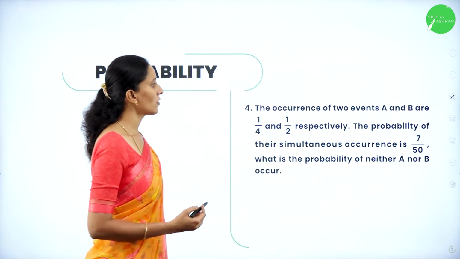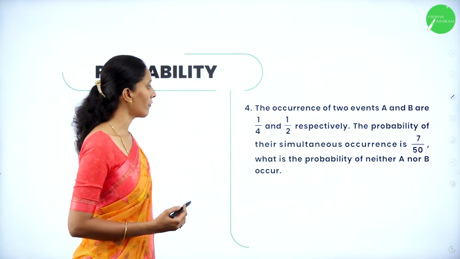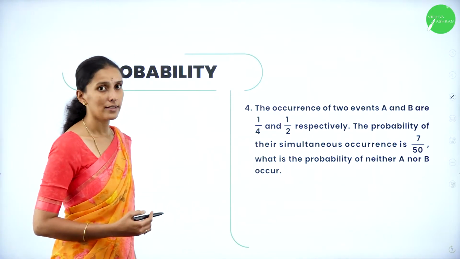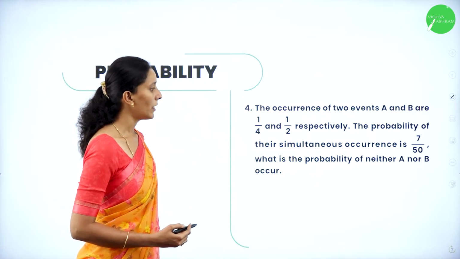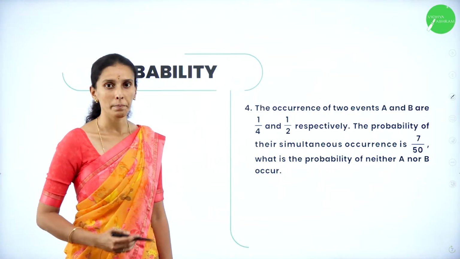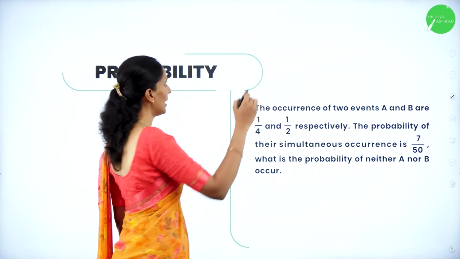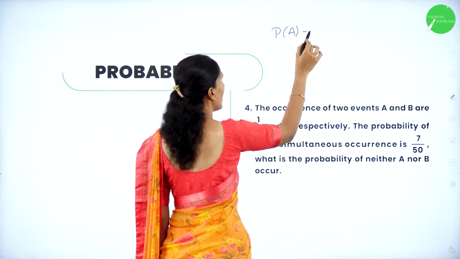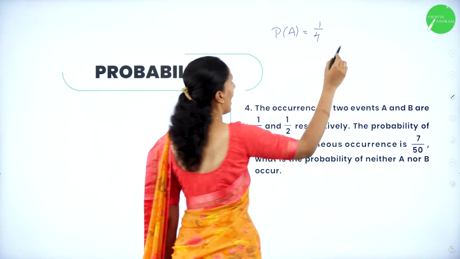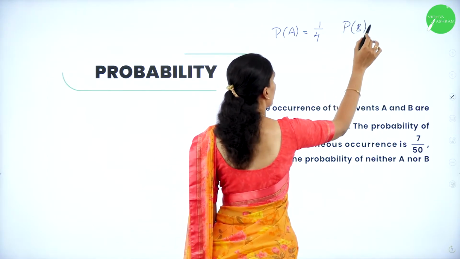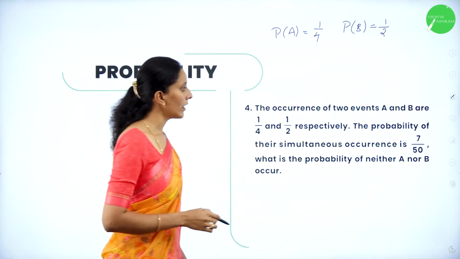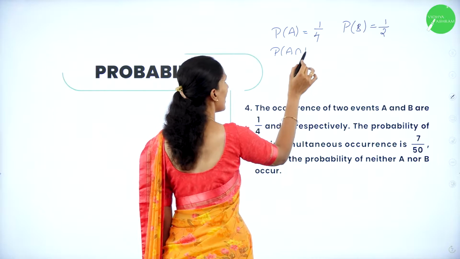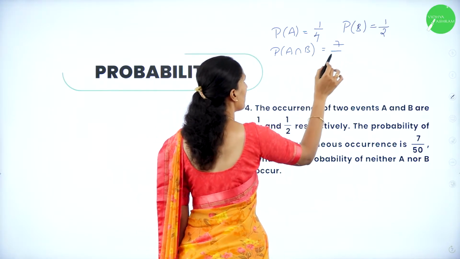Next, the probabilities of occurrence of two events A and B are 1 by 4 and 1 by 2 respectively. The probability of their simultaneous occurrence is 7 by 50. What is the probability that neither A nor B occurs? So let us write what is in the data. Given the occurrence of one event is 1 by 4, the occurrence of the other event is 1 by 2, and the occurrence of both events simultaneously, that is A intersection B, is given as 7 by 50.